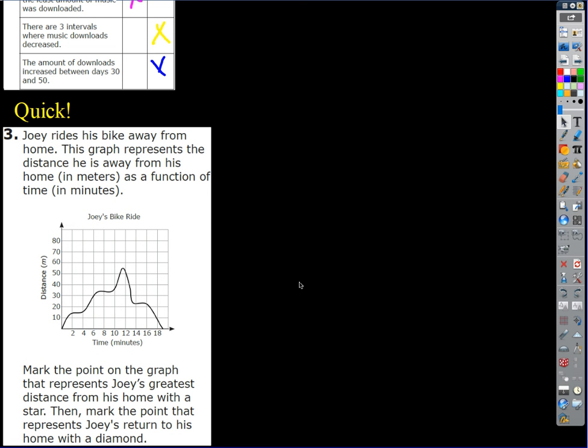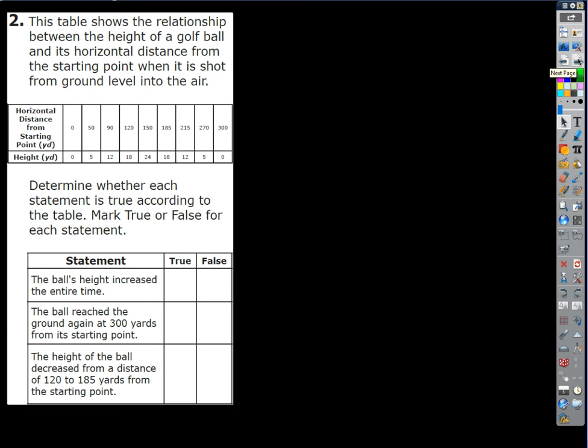Okay, how about this? Joey rides his bike from home. This graph represents the distance he is away from his home in meters as a function of time. All I want you to see here, no big deal, is that it says mark the point on the graph that represents Joey's greatest distance from home. Well, that's just going to be the peak, isn't it? Right, because distance is on the vertical axis, time's on the horizontal axis. And then it says put a diamond where he returns home. Well, that's where he returns home. No big deal.